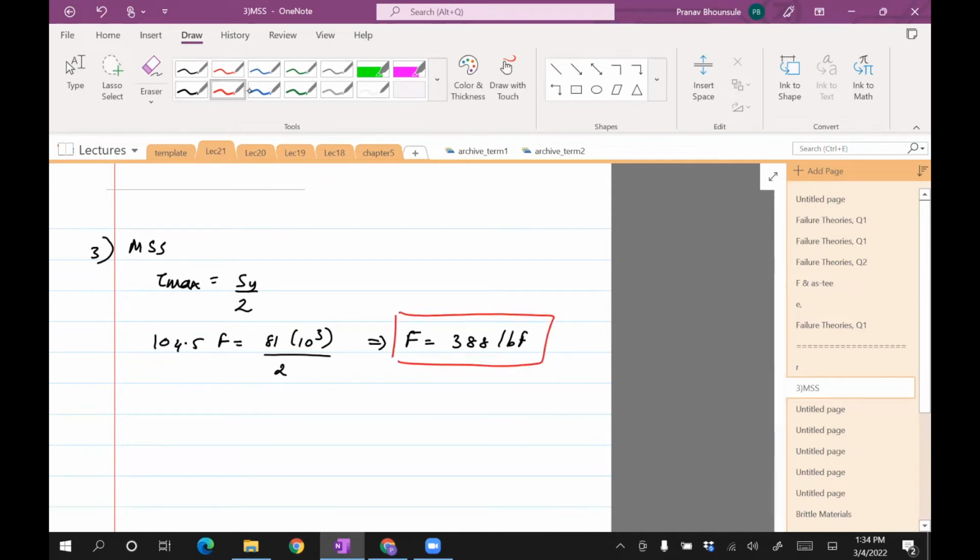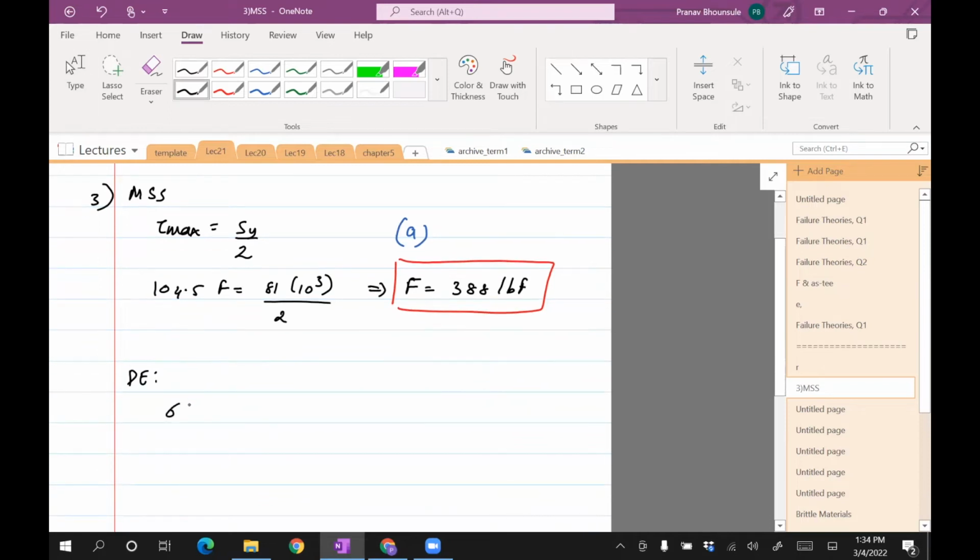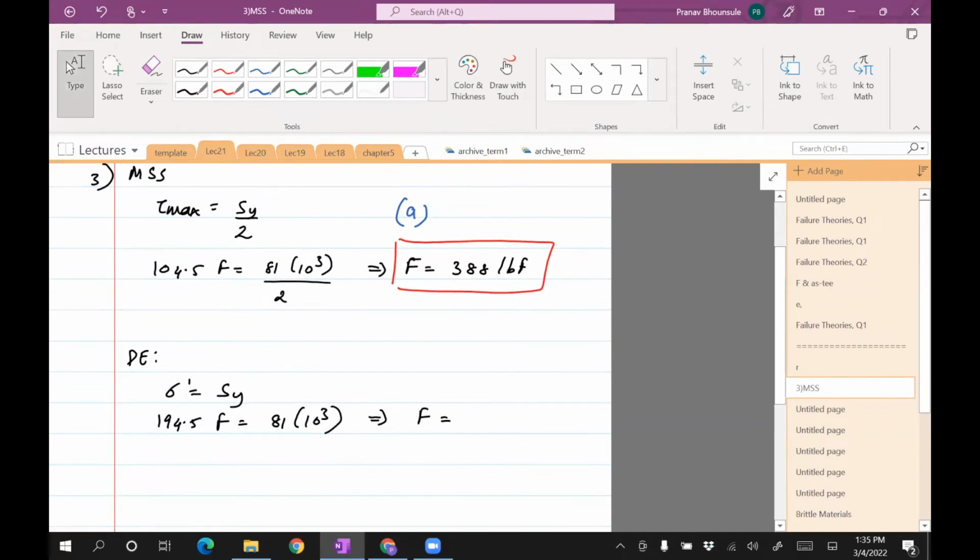So that's the solution to part A. And then for DE, the formula is sigma prime equals Sy, and sigma prime was found to be 194.5 F equals Sy. Sy is 81 times 10 raised to 3. So F comes out to be, I get 416 lbf. Okay, so that's the answer to part B. Let's call it A and B.